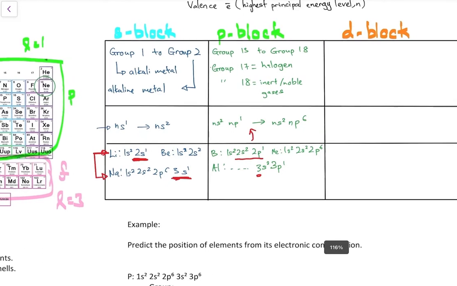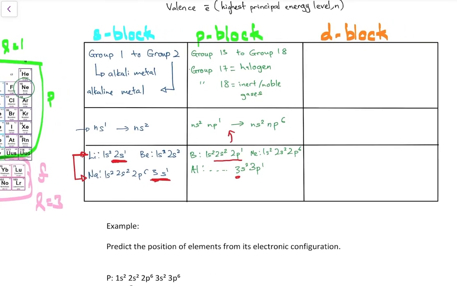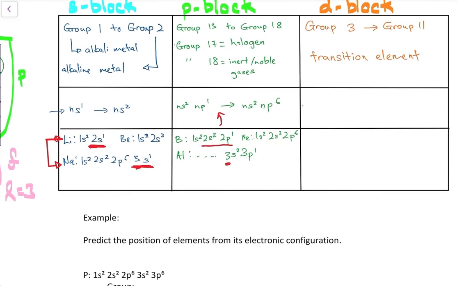So that's for P block, and then we go to D block. D block starts from group 3 up to group 11. The whole group is also known as transition elements, and they are also famous for their colors. And then the formula is a bit different because it's going to start with the principal quantum number lower than the highest quantum number, which is (n-1)d1 ns2, up to (n-1)d10 and s2.